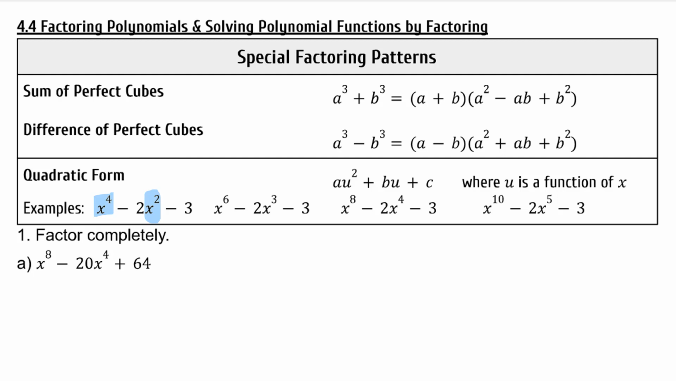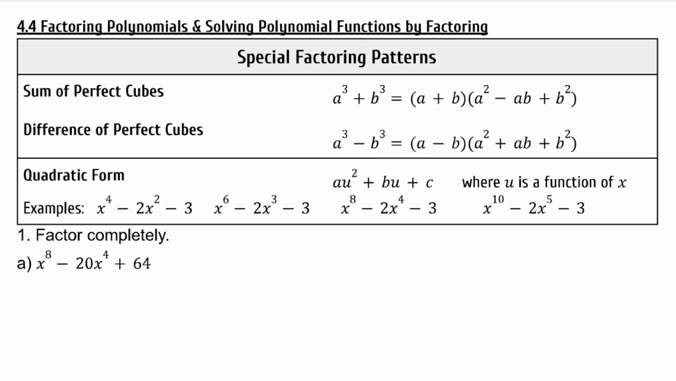So you could have something like x to the 6, x to the 3, and then a constant. X to the 8, x to the 4, and then a constant. X to the 10, x to the 5, and then a constant, and so on. As long as the degree is an even number, the exponent of the middle term is half the degree, and the term at the end is a constant. Then you know it's in quadratic form.